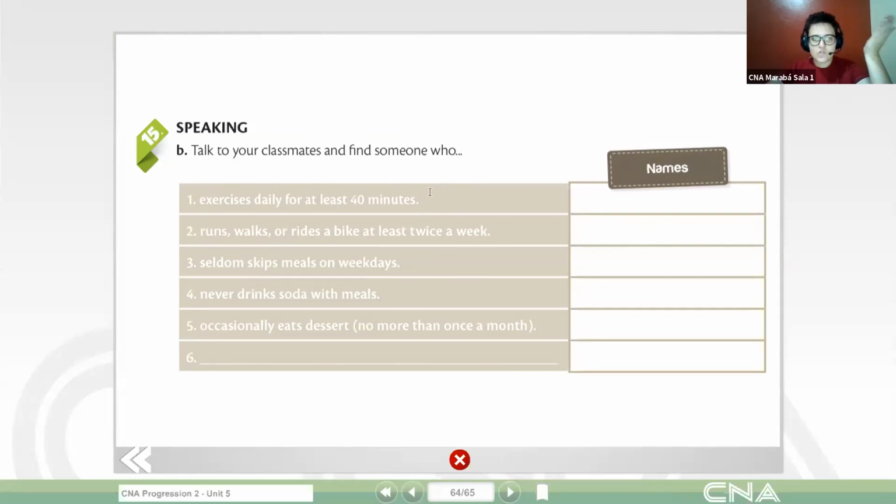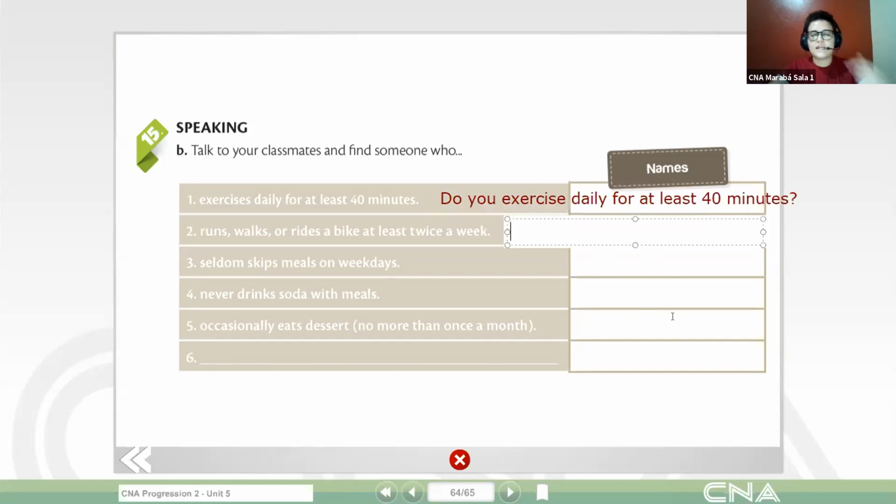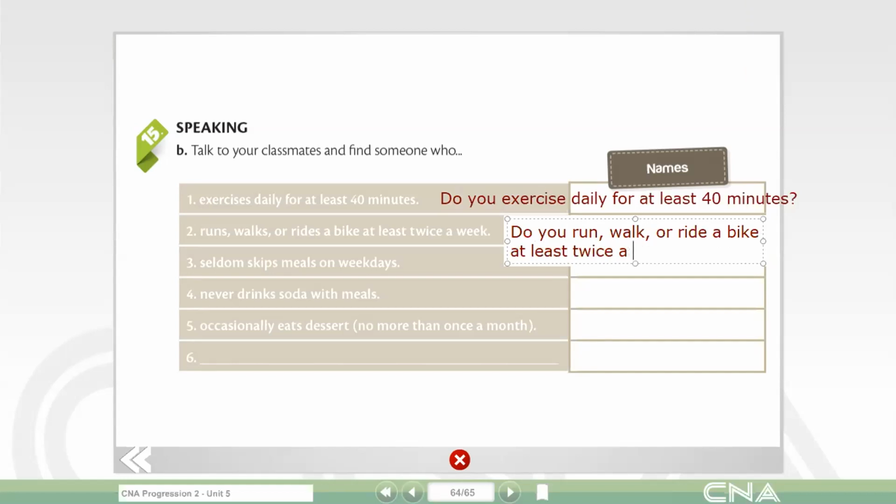We can't do that. So I'm going to separate you in pairs, and you're going to check if this sentence is true or not for the person you're talking to. Number 1 is exercises daily for at least 40 minutes. So to ask this question, we have to ask, do you exercise daily for at least 40 minutes? This is the first question. Number 2 is runs, walks, or rides a bike at least twice a week. Do you run, walk, or ride a bike at least twice a week?